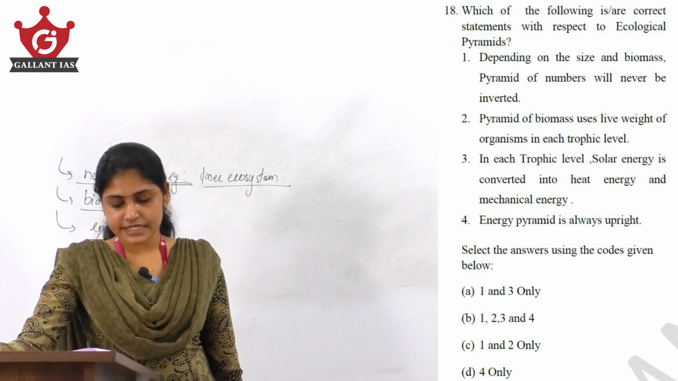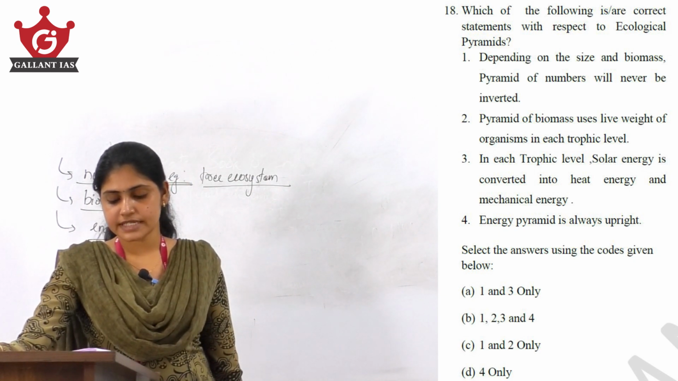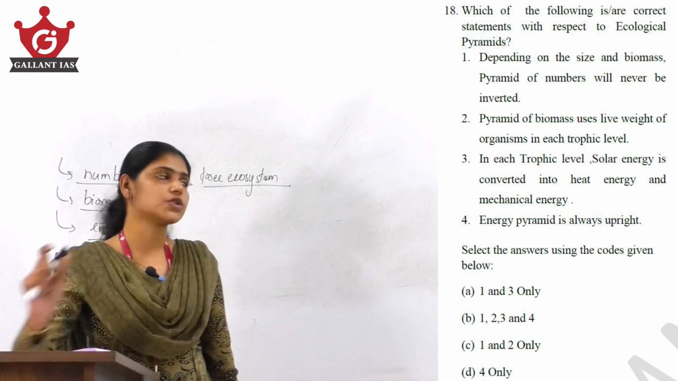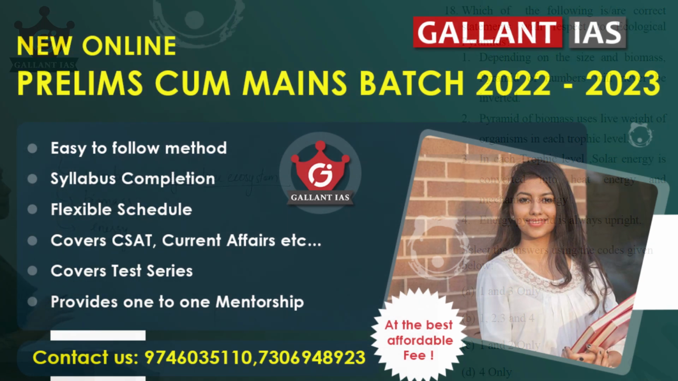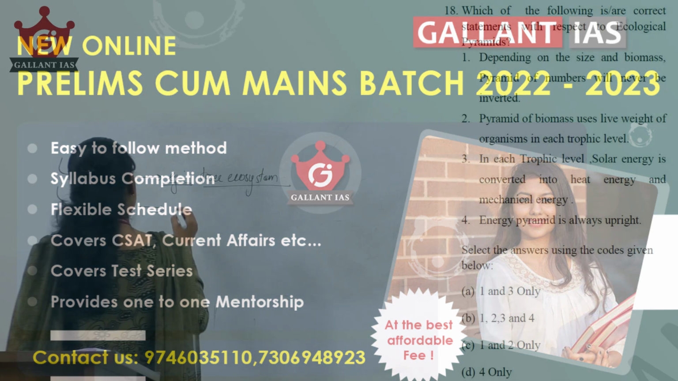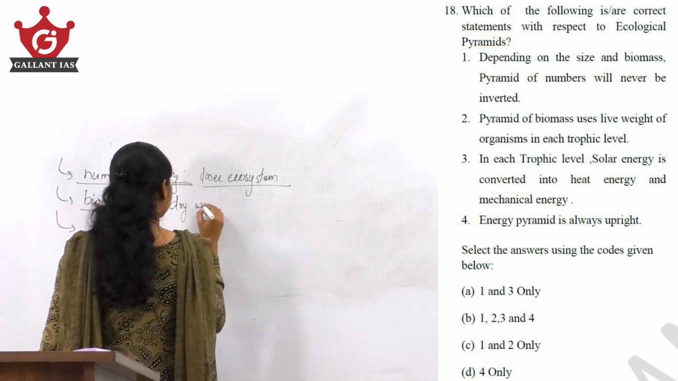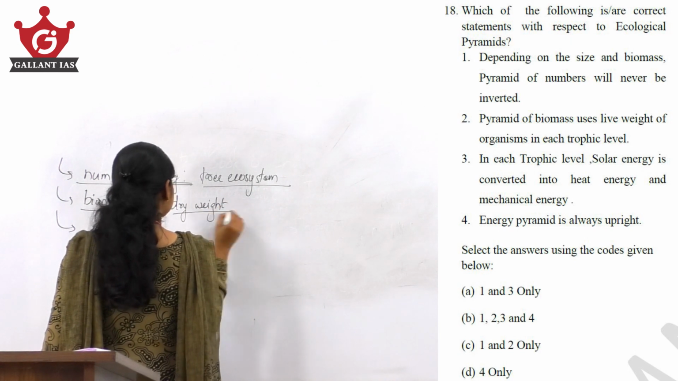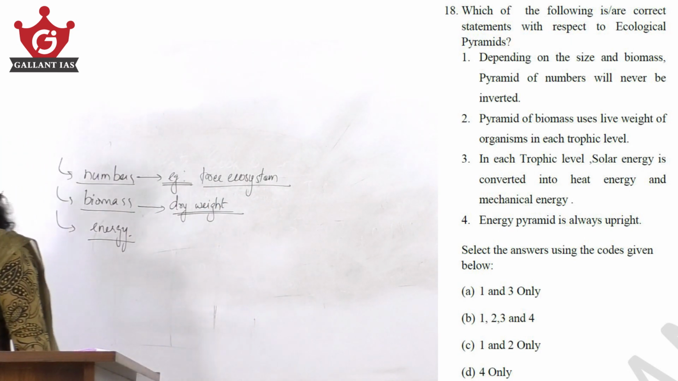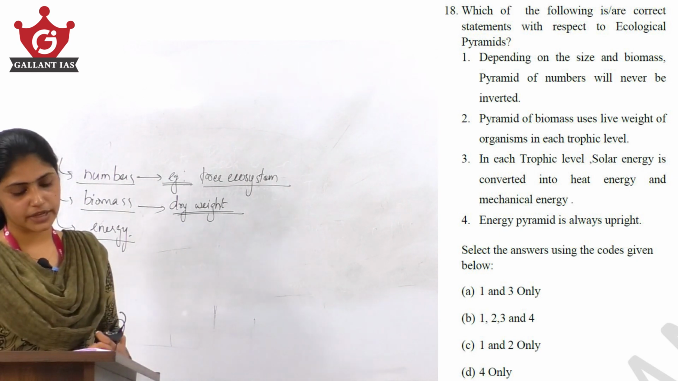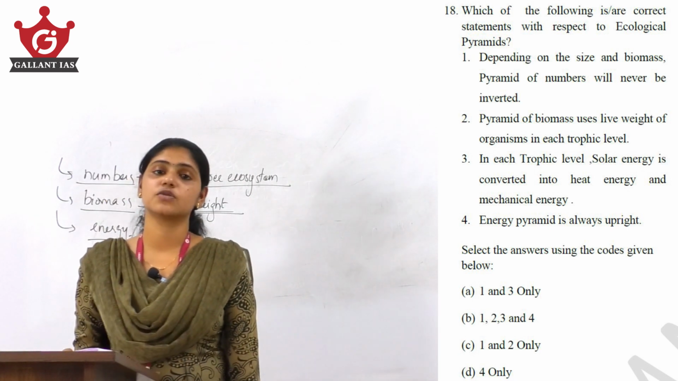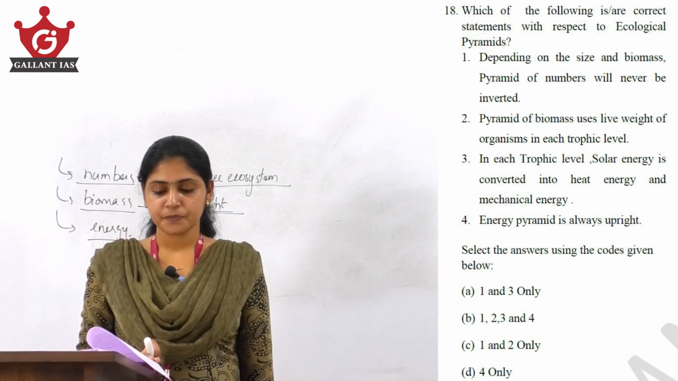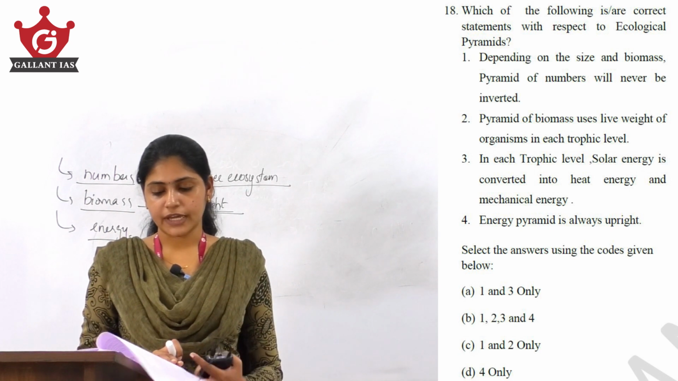Anyway, we will deal with the second statement. It says pyramid of biomass uses live weight of organisms in each trophic level. When we talked about the pyramid of biomass, we saw that it is not the live weight, it is using the dry weight. That is why the second statement is wrong. The pyramid of biomass is not using live weight of organisms in each trophic level, it is using the dry weight of organisms in each trophic level.